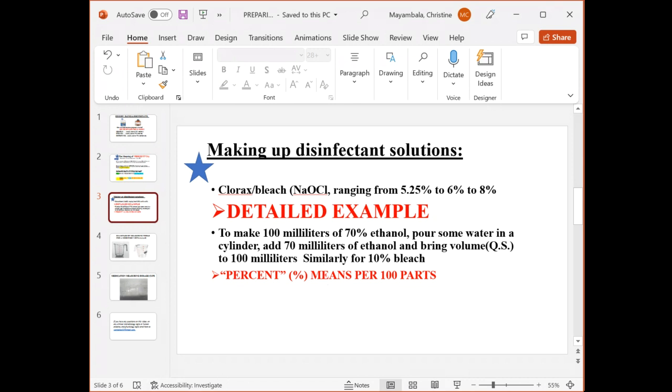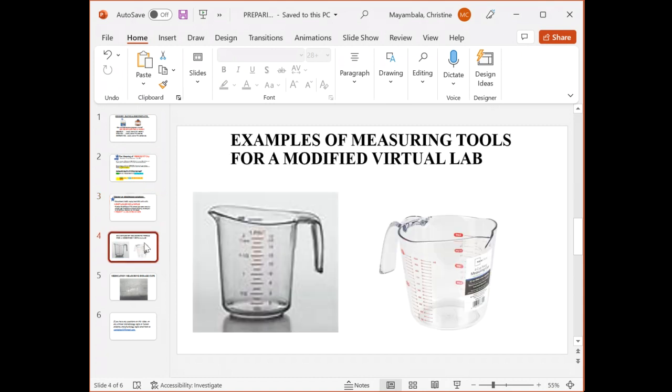But again, remember, percent means parts per 100. The next 2 slides I put down: if you're preparing these disinfectants for your own home use, you're not going to have glassware like beakers and cylinders that we have in a clinical lab. So you can substitute those by, if you're a baker and you have a measuring cup for your baking, you can use that. It usually has markings for various volumes.